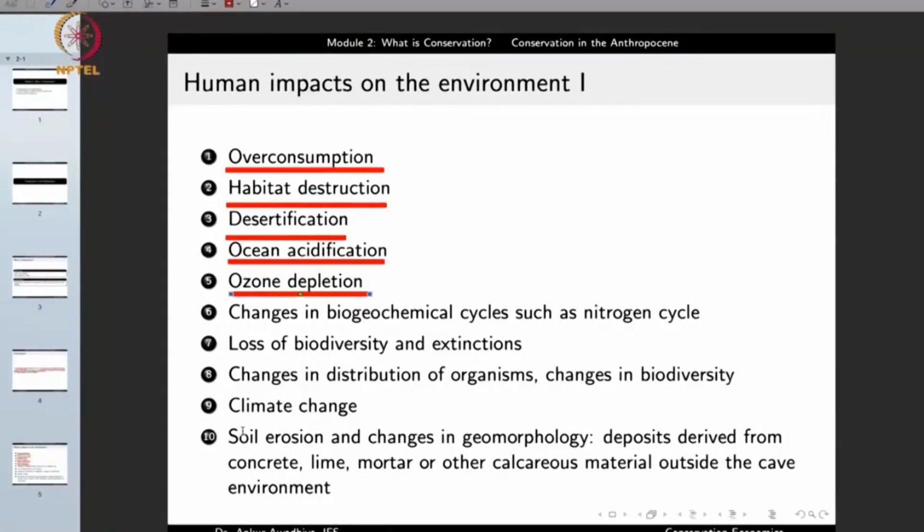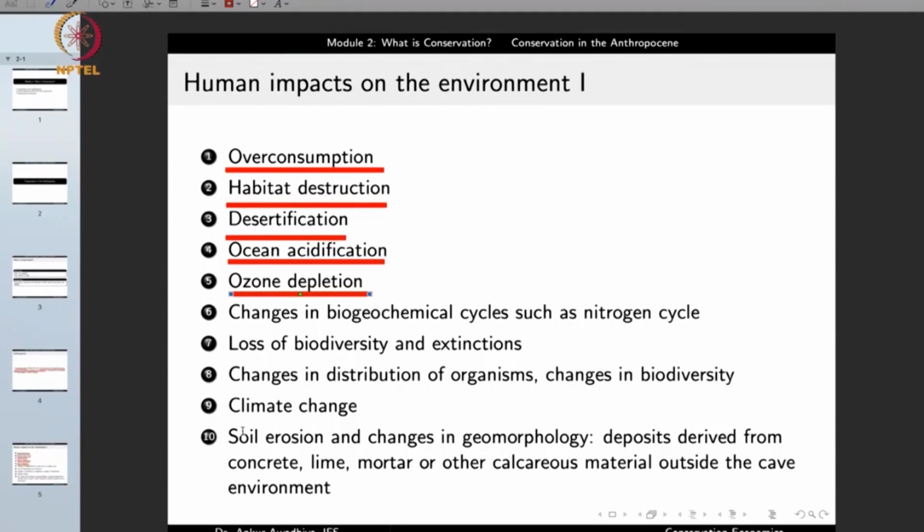Now once that happens, ozone is something that protects all life on Earth from the UV rays of the sun, from the ultraviolet rays of the sun. So when the ozone layer thins or collapses, more and more of the UV rays from the sun are able to reach the earth. And these UV rays can have negative impacts on a number of organisms. So, for instance, they can lead to skin burns, they can even lead to some forms of cancers. They can increase the rate of formation of cataracts in the eyes of different organisms. So, ozone depletion is another big human impact that we are seeing in the Anthropocene.